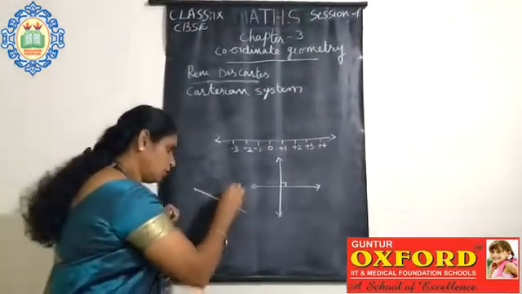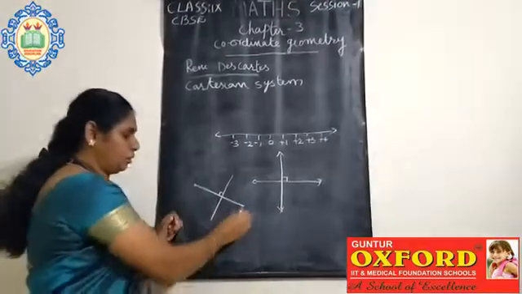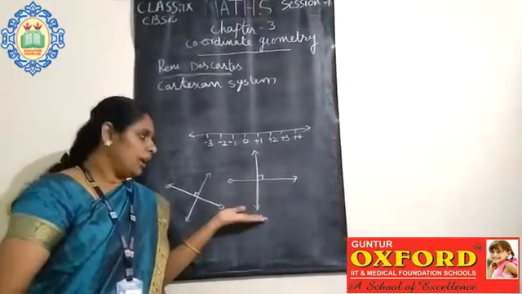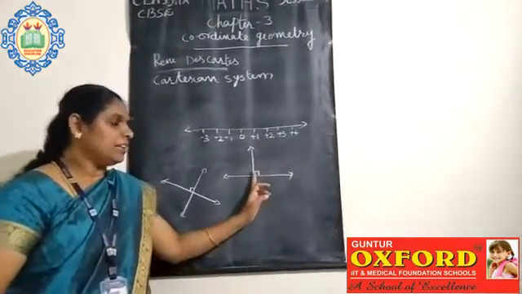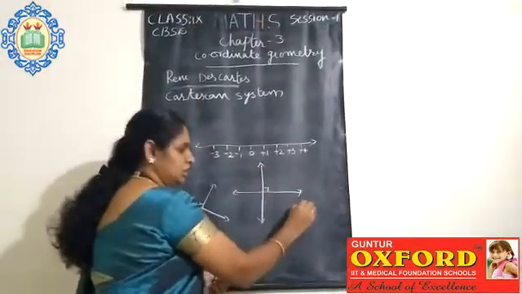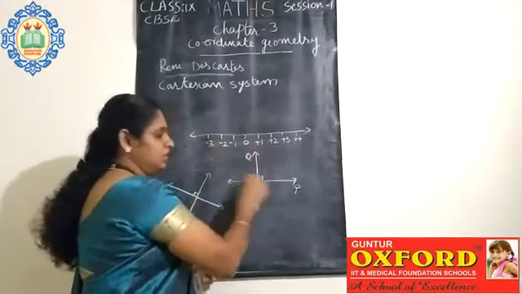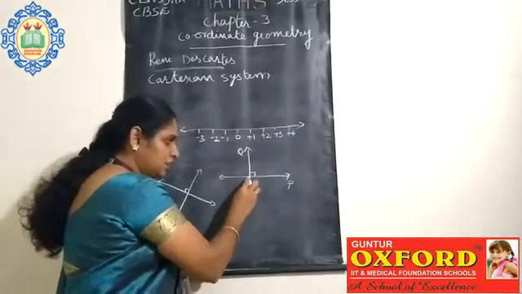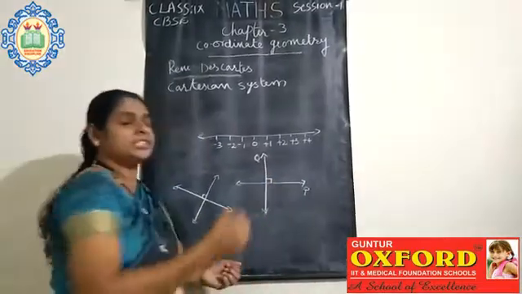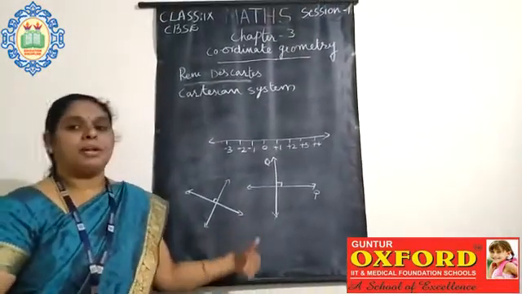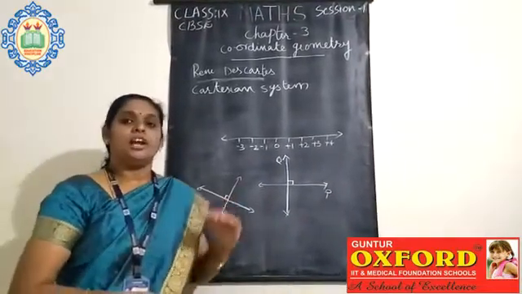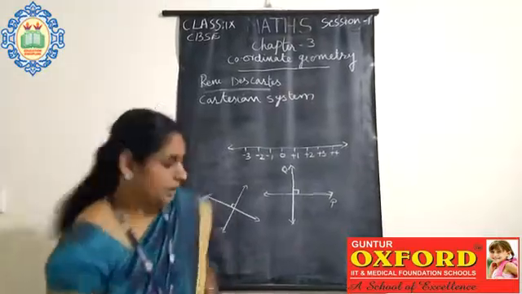This is also perpendicular. Perpendicular lines means two lines intersecting and making an angle of 90 degrees. This is one line, P, and Q is another line. These two lines intersect at this point, making an angle of 90 degrees. Therefore, these lines are known as perpendicular lines. For finding a point on a plane, we need two perpendicular lines.